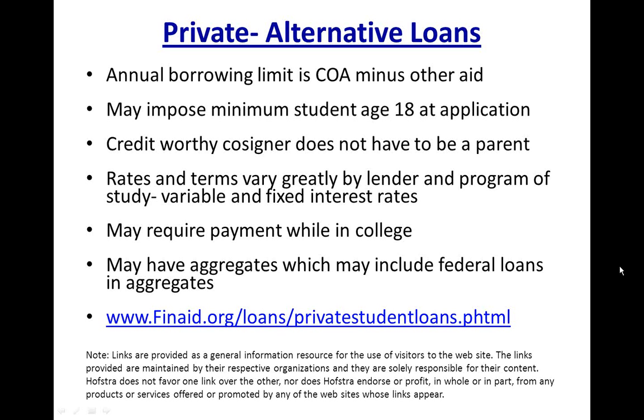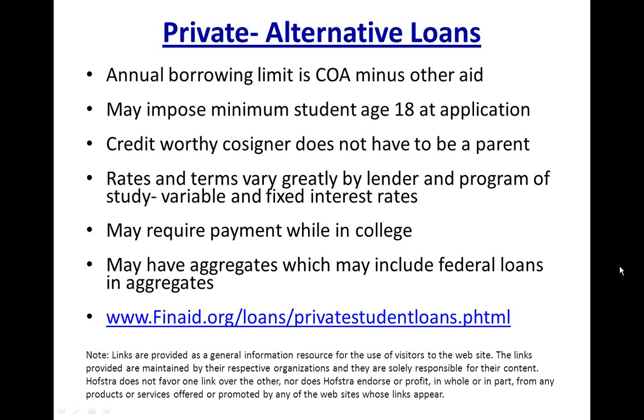A credit-worthy cosigner does not have to be a parent, so that's one of the reasons why we find that families may go with the private loans as opposed to the parent loans, because it can be anyone. It does not necessarily have to be the parent or a relative. It can be anyone who's able to pass the credit check and is willing to co-sign for the loan.